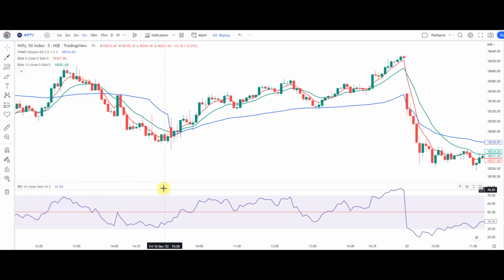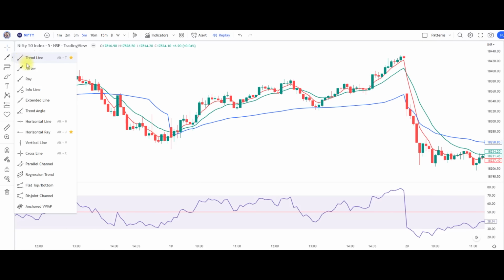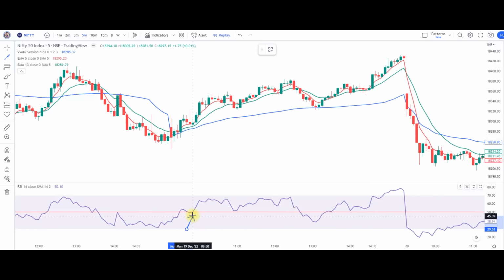This is Nifty 5 minutes time frame chart. Here the setup is ready for our strategy. We can enter into the trade once the RSI is above 50. We can enter into the long trade, and we can enter into the short trade when the RSI is below 50.